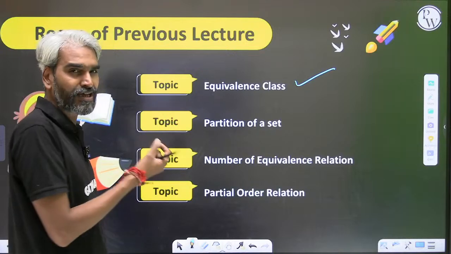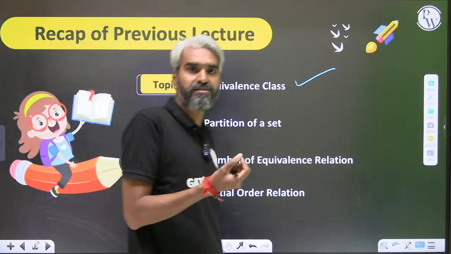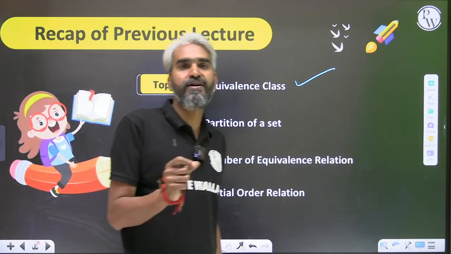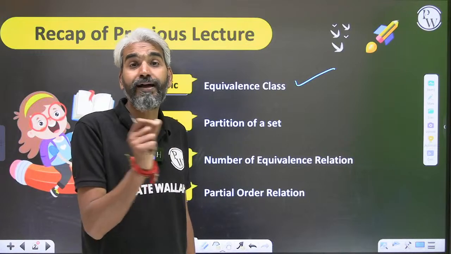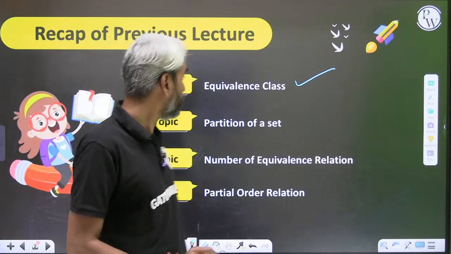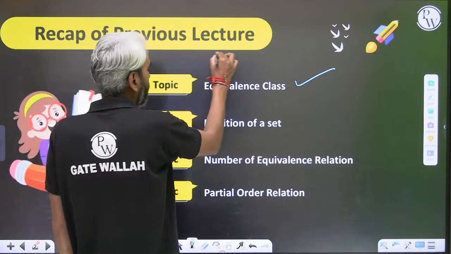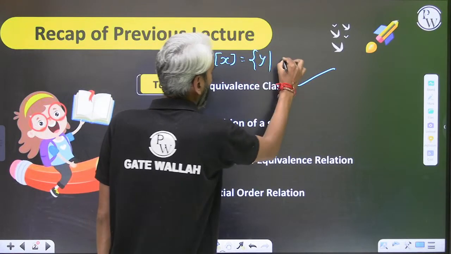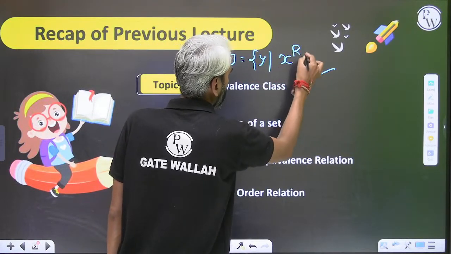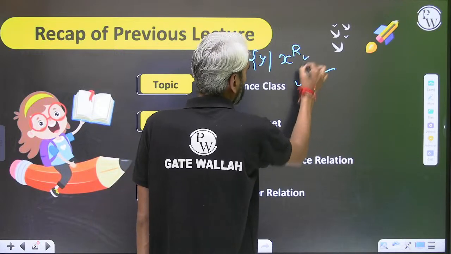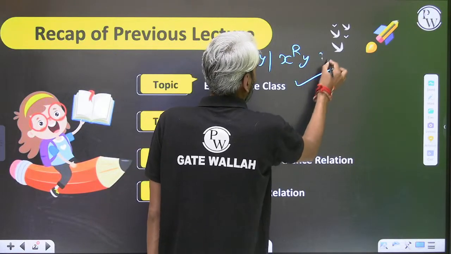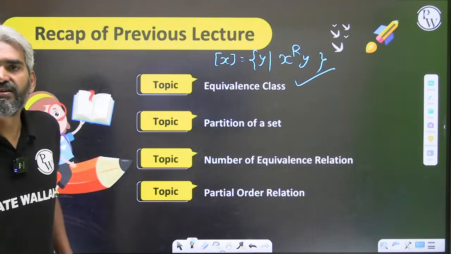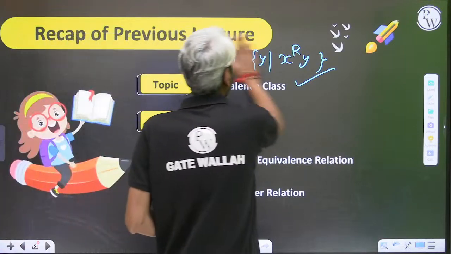What is equivalence class? Equivalence class is defined for the elements of a set A with respect to an equivalence relation, right? So the equivalence class of an element X will be nothing but the set of all elements Y such that element X relates with element Y with respect to equivalence relation R. So that we have already discussed.